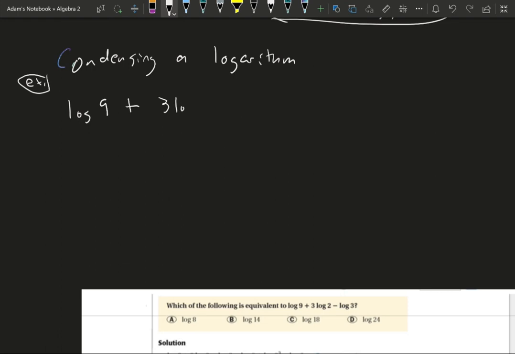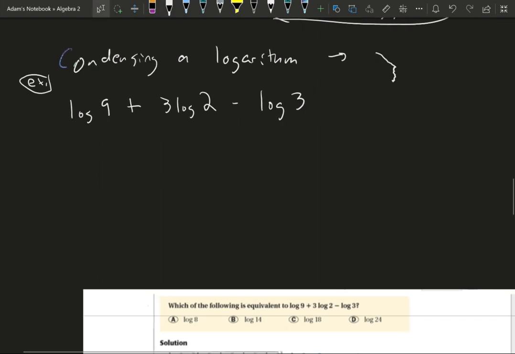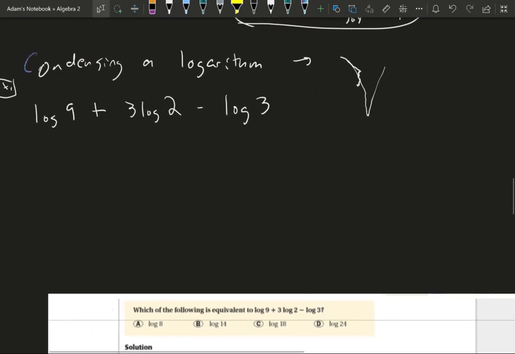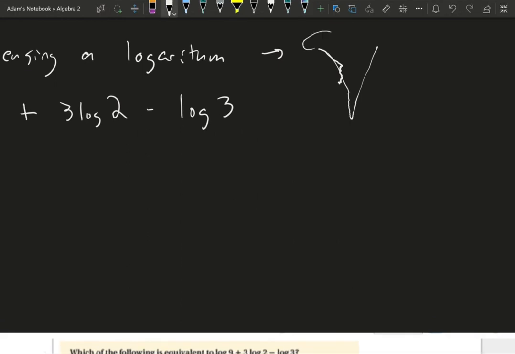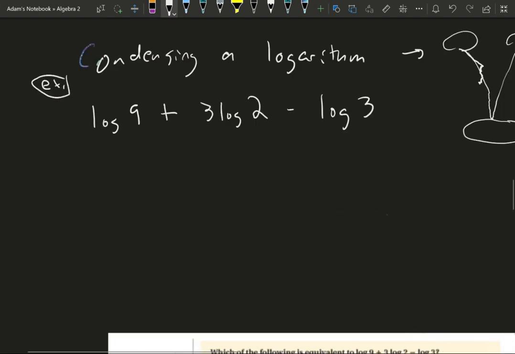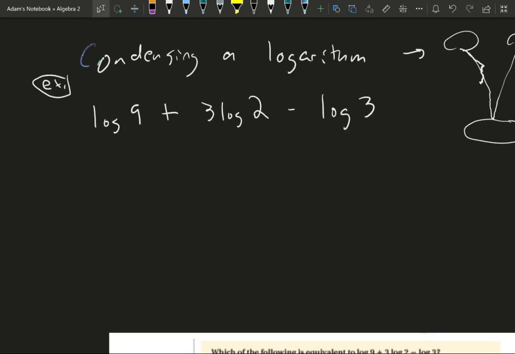All right, so this particular example right here is right from your book, right down there: log of 9 plus 3 log of 2 minus log of 3. So what this means is that we have several logs, and we're going to put them all into one single log right here. Okay, so that's what the issue is, right? We have several logs right here, and we just want to make it all one log. Okay, so no problem, one logarithm. Okay, so let's see here. So we have log of 9 plus 3 log of 2 minus log of 3.